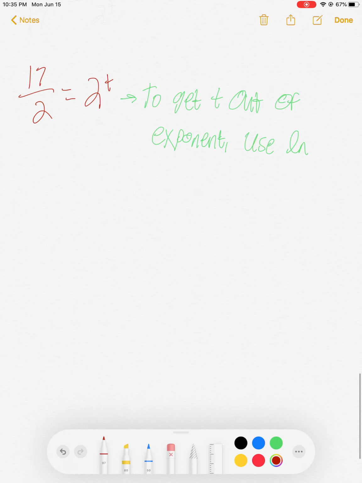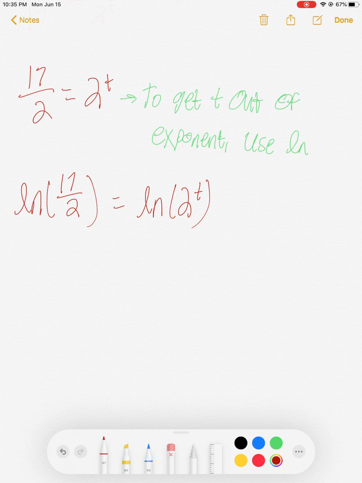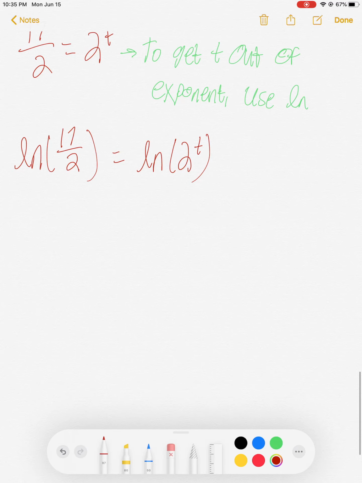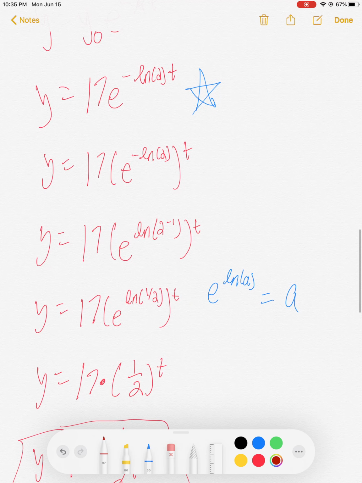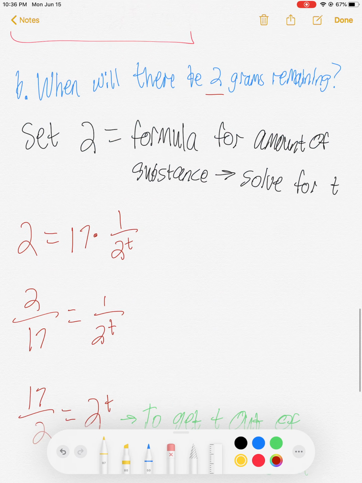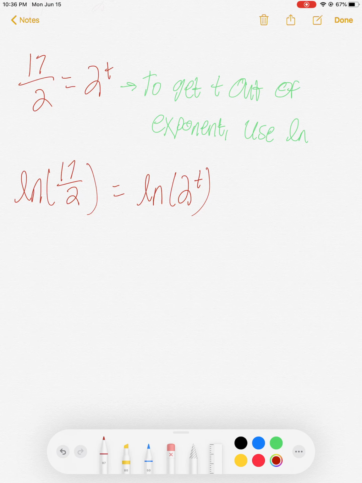So now I need to get that t out of the exponent. Remember, to get t out of the exponent, you remember what trick we're going to use? We are going to use the natural log. Natural logs are always wonderful for helping us get exponents out of variables. So if I take the natural log of both sides of this thing, then I get ln of 17 over 2 equals ln of 2 to the t.